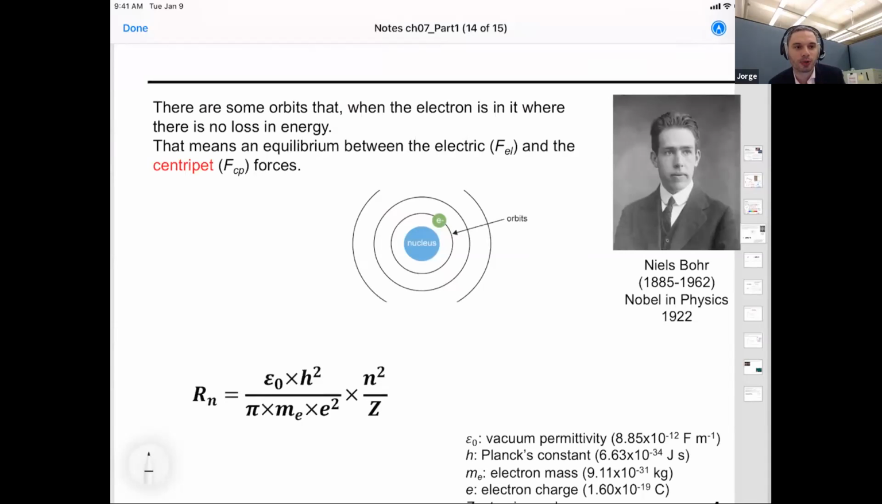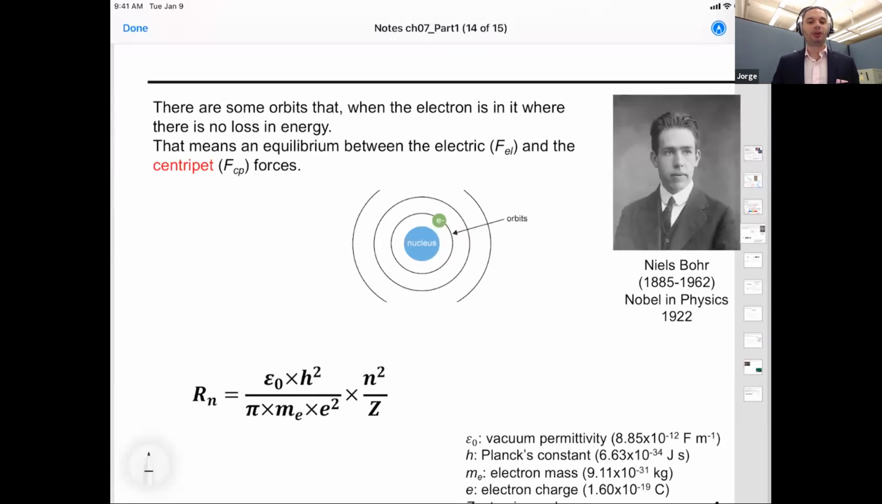Okay, so the first problem to solve is that electrons moving around the nucleus will eventually lose energy and fall into the nucleus. So Bohr solved this problem with a very simple statement. What Bohr said is, okay, to solve this problem, I will postulate that there are some orbits that when the electron is in it, there is no loss in energy. So there are some allowed orbits that the electron can freely move around the nucleus, and in those orbits, there is no loss of energy.